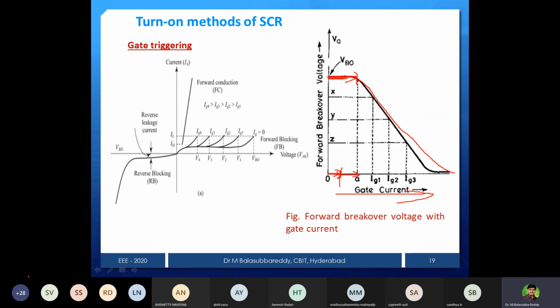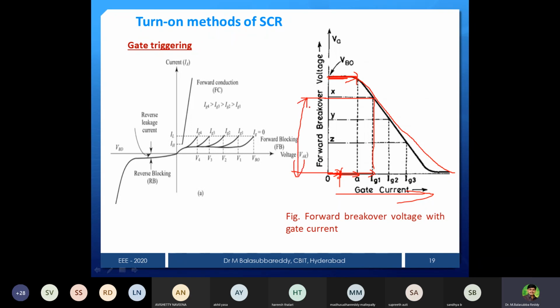Now from that point onwards, if I increase from OA to OIG1, then what will happen? You can see I am increasing the current from this point to this point. Then we get the voltage across the device, meaning the breakover voltage, is this much.